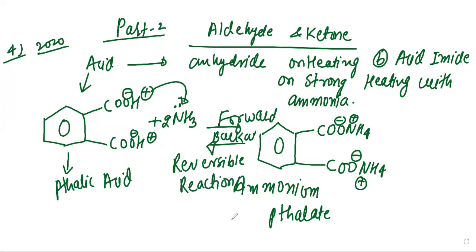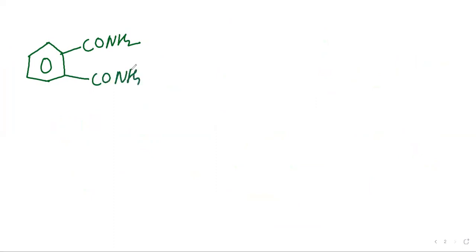Understood? Now when we are heating ammonium phthalate, removal of water will happen. So the product will be phthalamide. Water will be removed from this group and this group, so phthalamide is formed. It will be CONH2, and the other group is also CONH2. So this is called phthalamide.